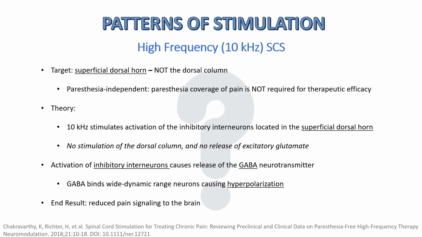Activation of inhibitory interneurons causes release of the GABA neurotransmitter, which binds wide dynamic range neurons, causing hyperpolarization and again reduced pain signaling to the brain.